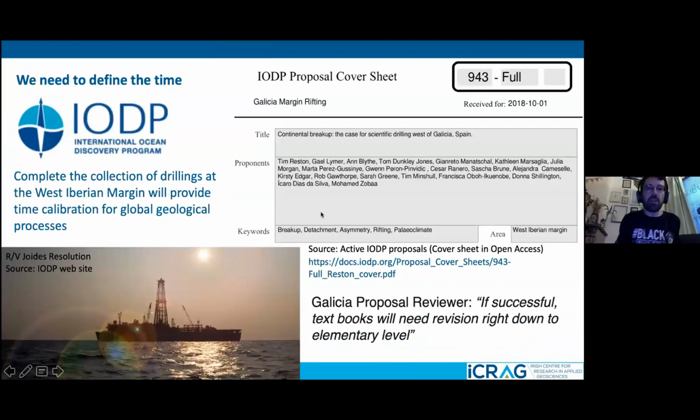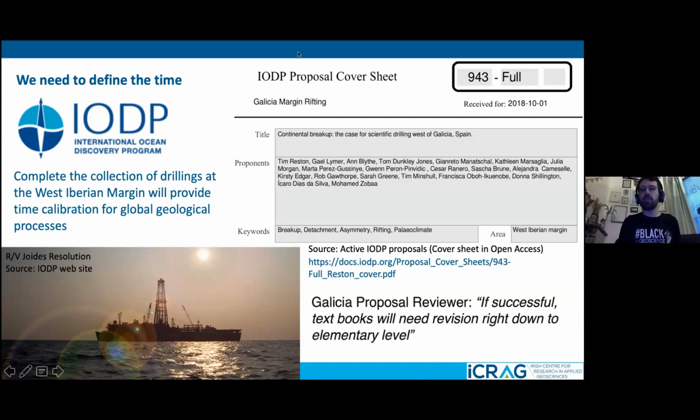So to define the timing, we need scientific drilling, and the International Ocean Discovery Program is a program that I personally love. It got me into what I do in my research, and using such programs could help to complete the collection of drillings at the West Iberian margin to provide time calibration for global geological processes that are observed there and elsewhere.